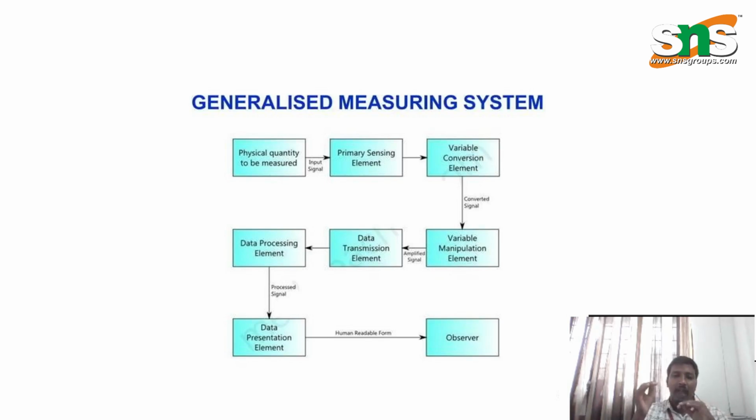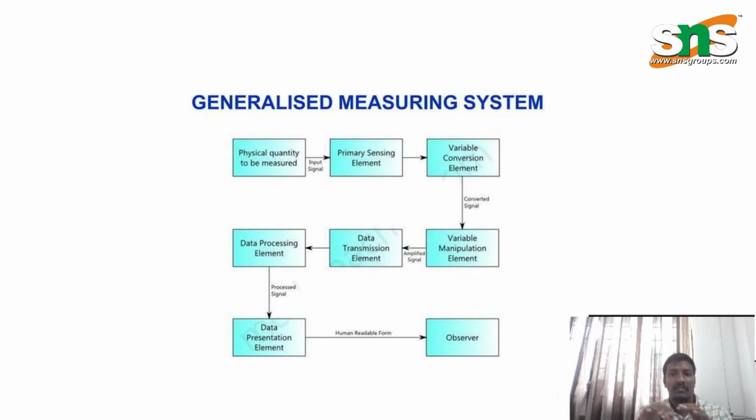Then the amplified signal should be converted through a transmission element for any kind of process, maybe for output purposes. Then the data processing element and the data presentation element are for the observer. For that purpose, we can convert it easily. This is what the generalized measurement system is.